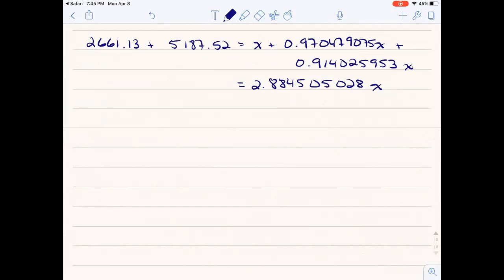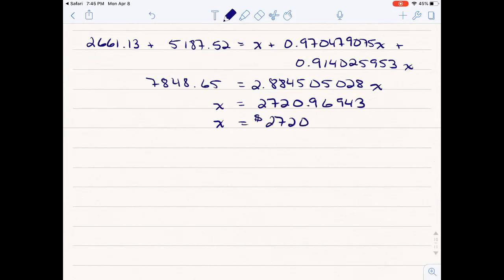And 2661.13 plus 5187.52 is 7,848.65. So x must be that divided by, saved it, 2.8845050028, which is 2,720.96943. So x in money must be 2,720.97.